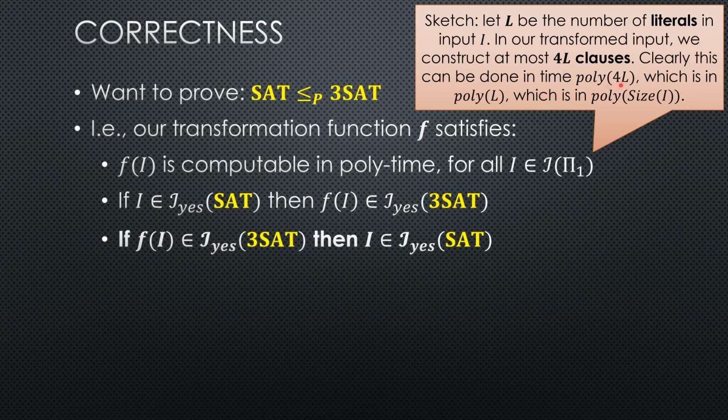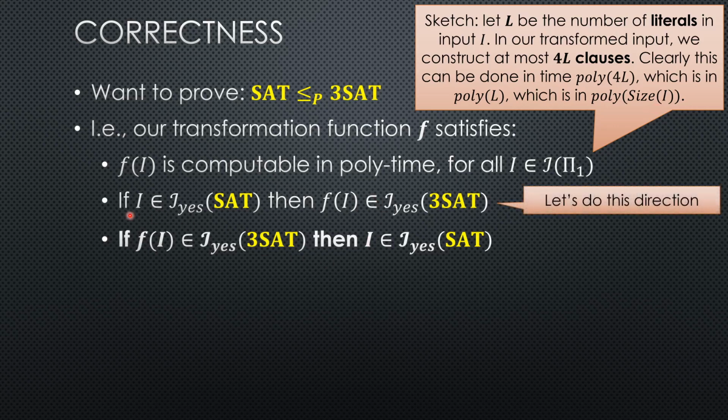Now, polynomial time in 4L is polynomial in L, which is polynomial in the size of I. Why? Well, the size of I has to contain at least 1 bit for each of those literals, L, in the input. So poly of size of I is poly of something bigger than L or larger. So this proves, at least as a proof sketch, that the amount of work we are going to do is polynomial in the size of the input to the SAT problem.